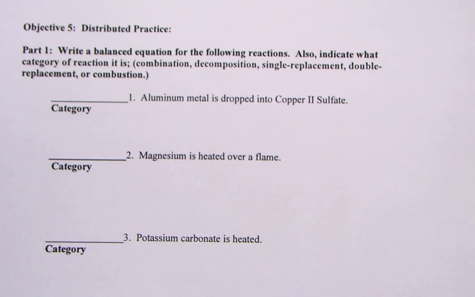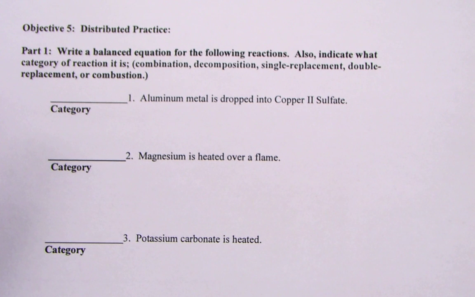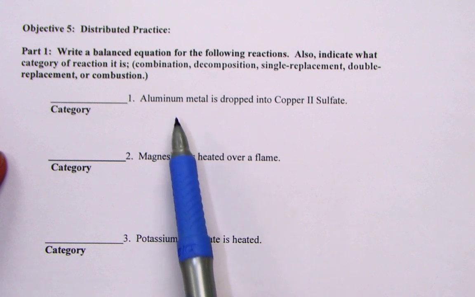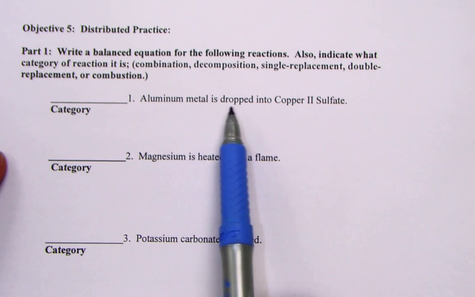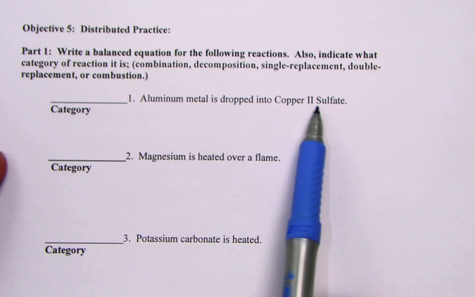This video lesson will show Objective 5 on our Practice Test C, stoichiometry. We are to write balanced equations and identify the category. Reading for number 1, when aluminum metal is dropped into copper 2 sulfate.